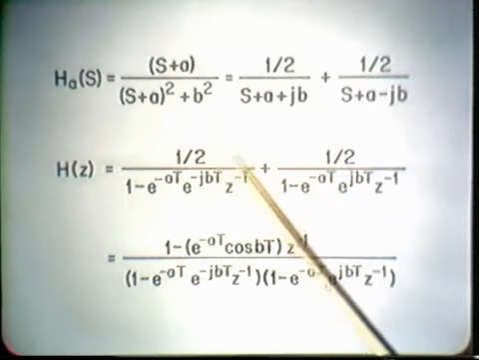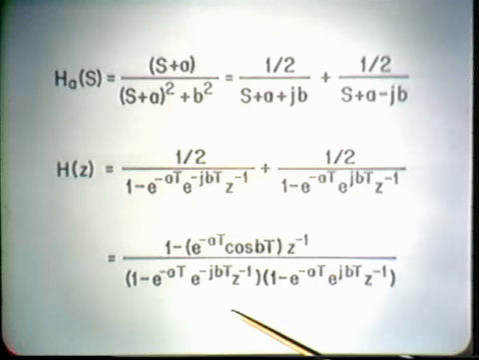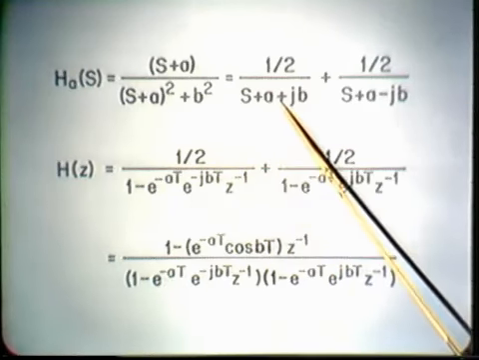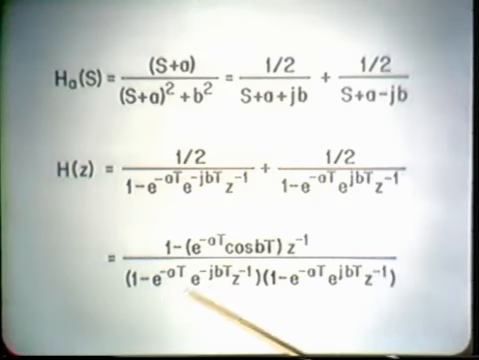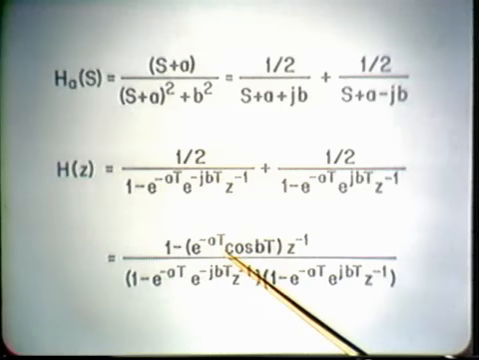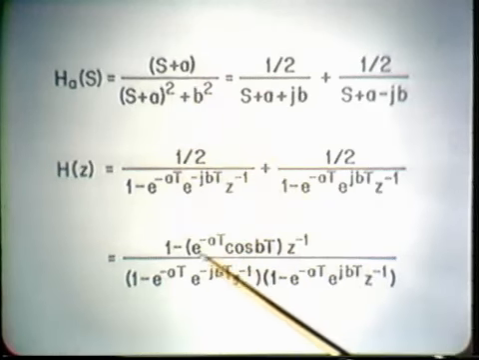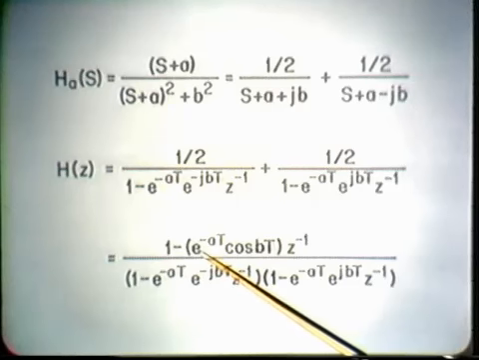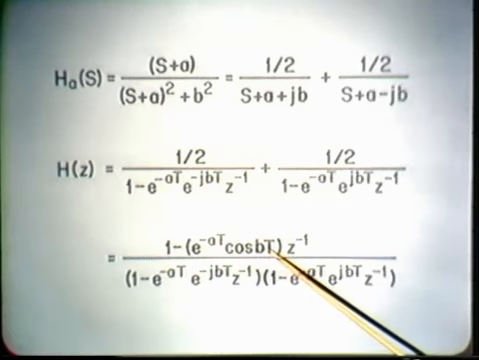Now, this illustrates one of the important points, which is the fact that the poles got mapped according to a mapping which is of the form z equals e to the sT. But notice that, in fact, the zero didn't get mapped in the same way. The zero at minus a got mapped, for this particular example, to a zero at e to the minus aT cosine bT. So, in fact, it's not a mapping of s to z, although the poles of the analog system function get mapped to poles of the digital system function according to the mapping z equals e to the sT.